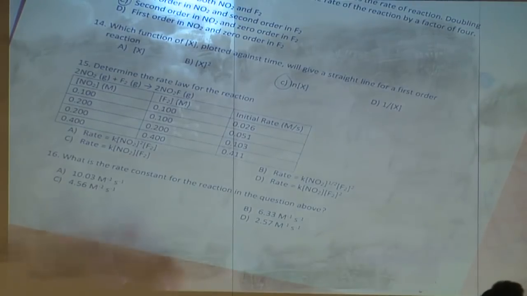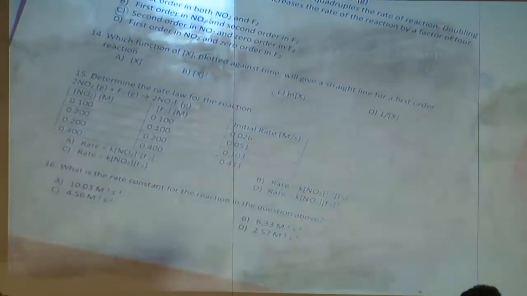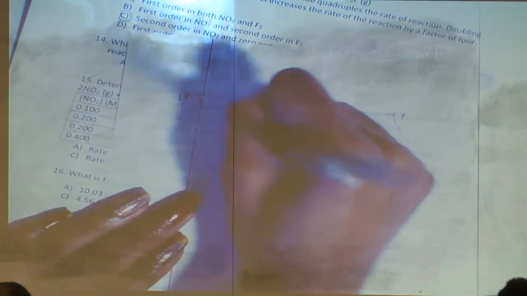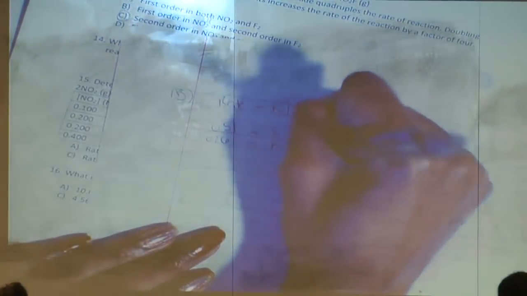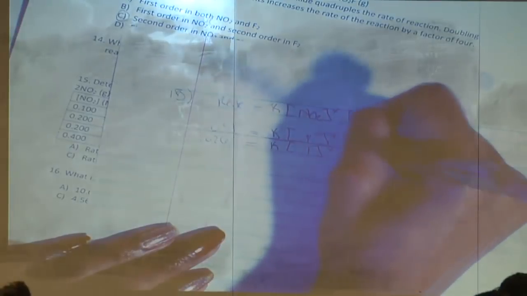All right. So the initial rate of the reaction is 0.051 equals K, times concentration of NO2, which is 0.2, to the x, times concentration of F2, which is 0.1. And the second reaction we're looking at is the first one. So the initial rate is 0.026 equals K, concentration of NO2 is 0.1, and the concentration of F2 is also 0.1.